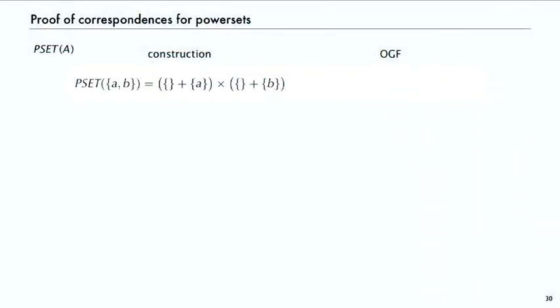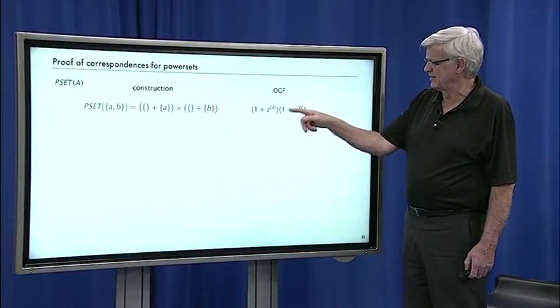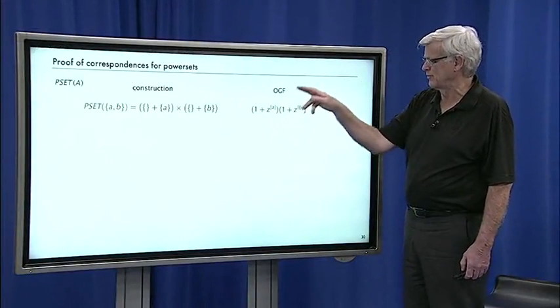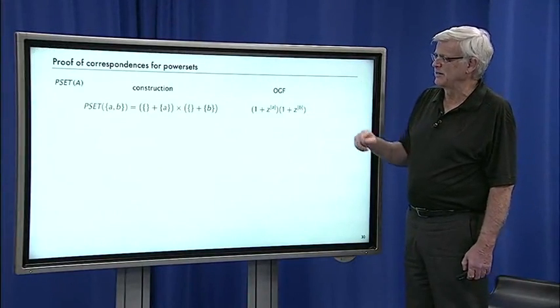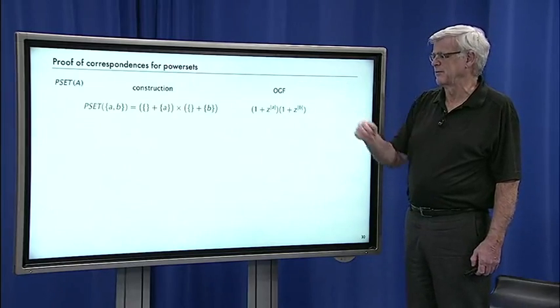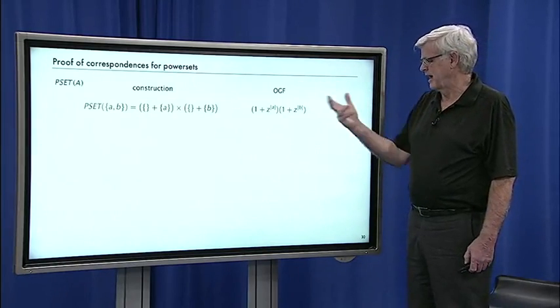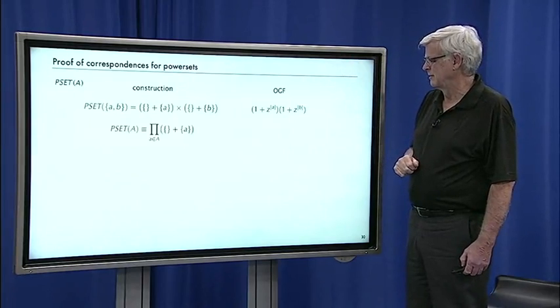So again, the power set of a class that consists of two atoms is just broken out: either empty plus the one, or empty plus the other. Another way to write that is 1 plus z. The OGF that corresponds to that is (1 + z^|A|)(1 + z^|B|), where the atoms have whatever size.